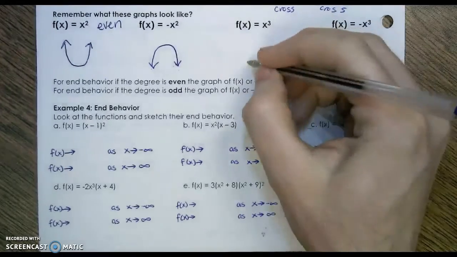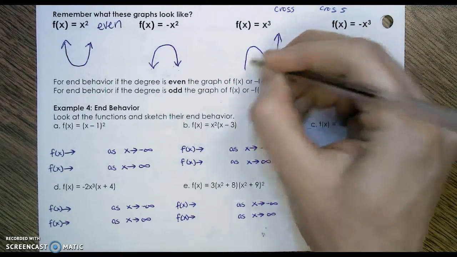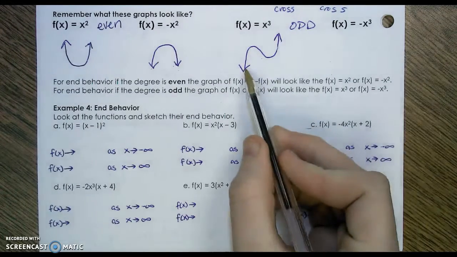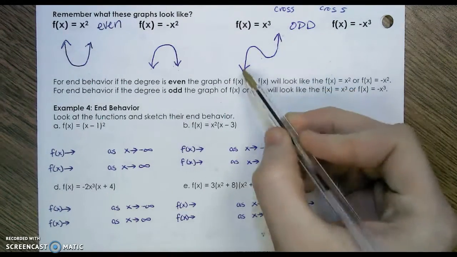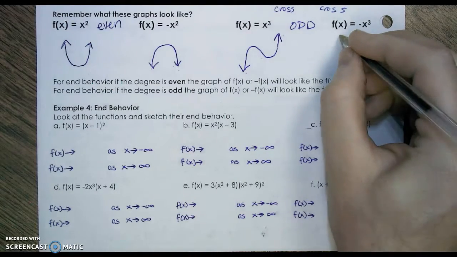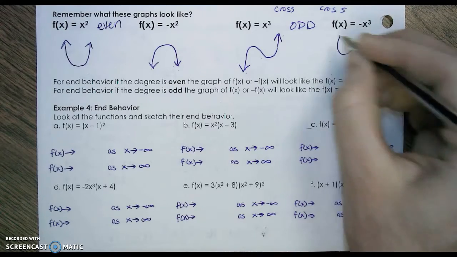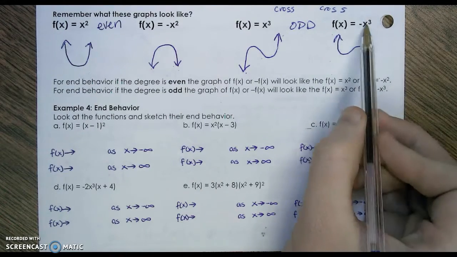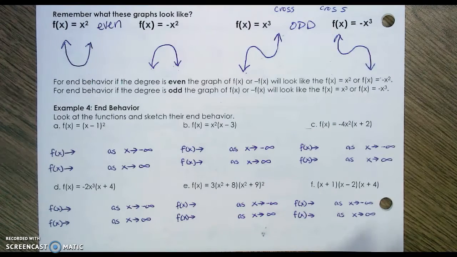For odd degree polynomials, if it's positive on an odd degree polynomial, then it's going to end down, up. Down on the left, up on the right. If it's a negative odd polynomial, then it ends up on the left, down on the right. So that's what happens when it's a negative and odd degree polynomial. So take a second and pause the video and write down what you see here.